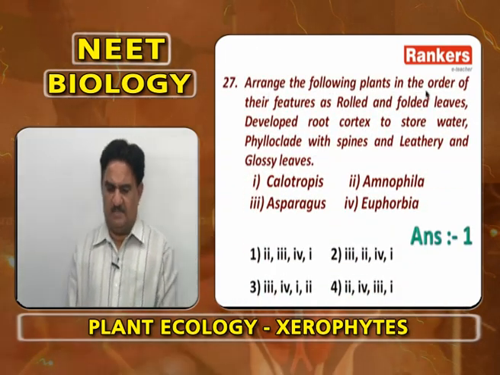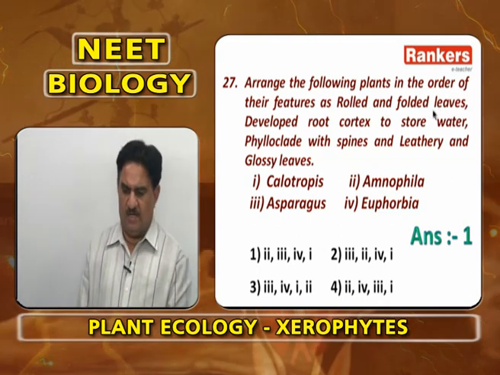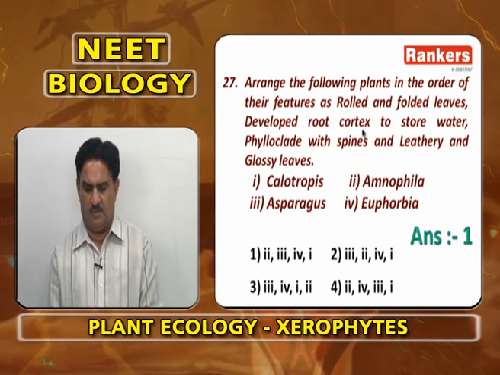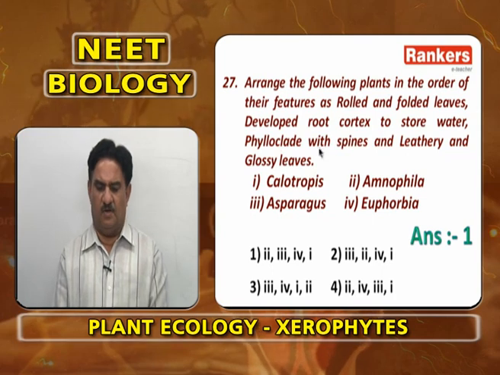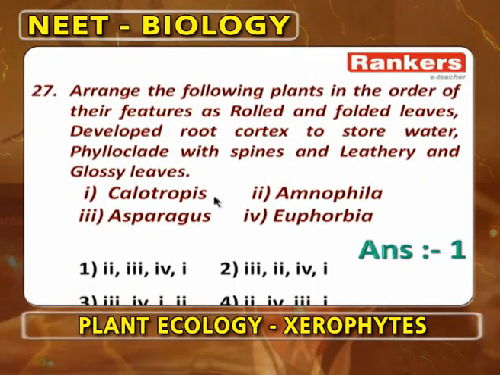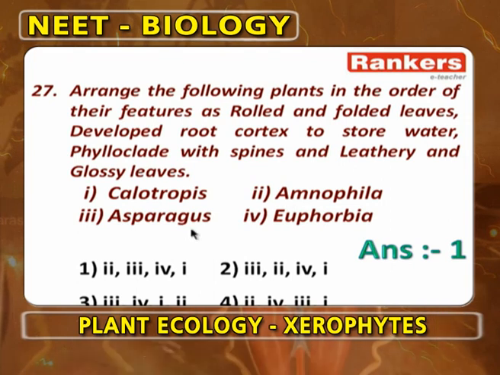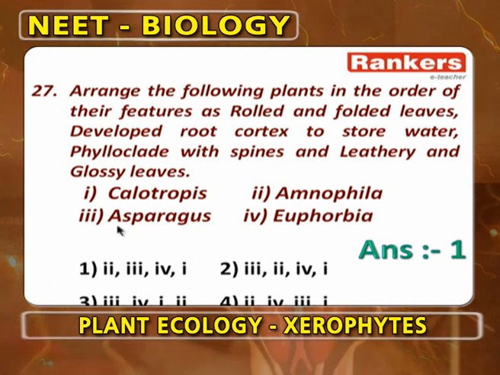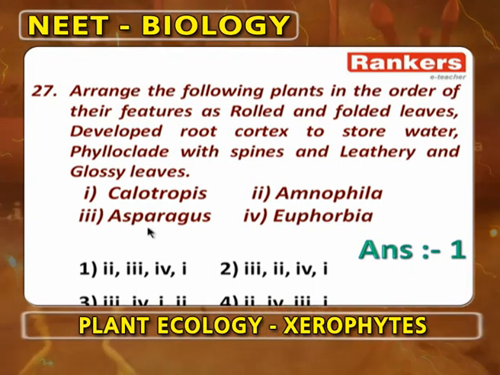Arrange the following plants in the order of their feature as rolled and folded leaves, developed root cortex to store water, phylloclads with spines and leathery glossy leaves. Ammophila is a plant where rolled and folded leaves are present. So, second option comes first. Next 3, asparagus. Here the root cortex is storing water. Asparagus is a root succulent where root stores water. That means root cortex is modified to store water.